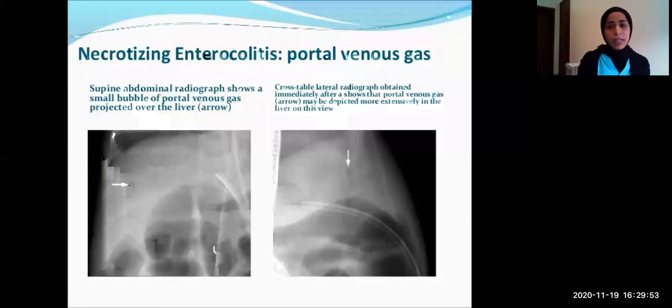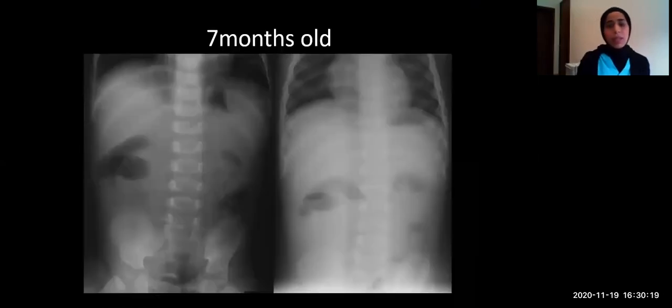This is the complicated NEC with the venous gas. At the area of the liver soft tissue density, you should not be able to see any lucency or gas material. So if you have a clinical setting of NEC, a baby with NEC and branching gas at the level of the liver, you should suspect portal venous gas. Now, coming to the important point.